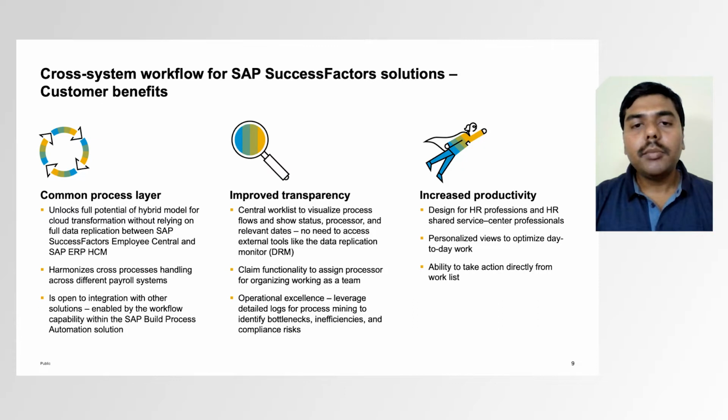Now HR admins can check the status, the processor, and the related dates while maintaining the data. They also get a look at the replication status directly from the worklist UI. This also helps in resolving errors while managing a process. And we have also given a claim functionality where an admin can notify other admins of the admin group that somebody is already working on a task.